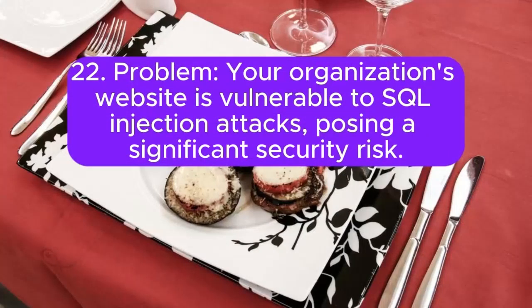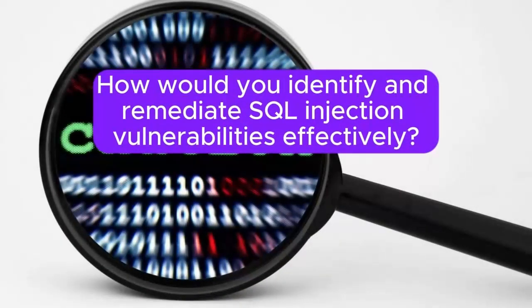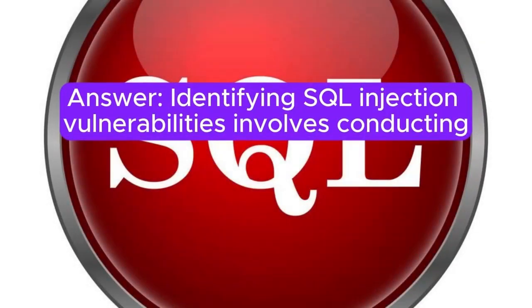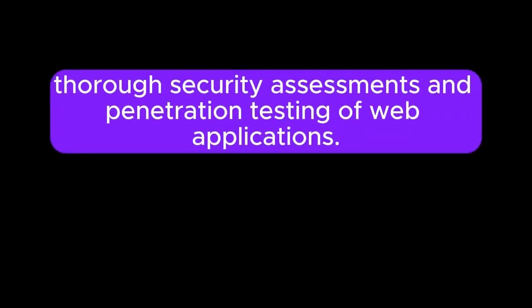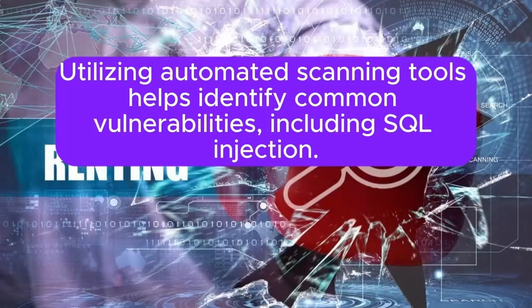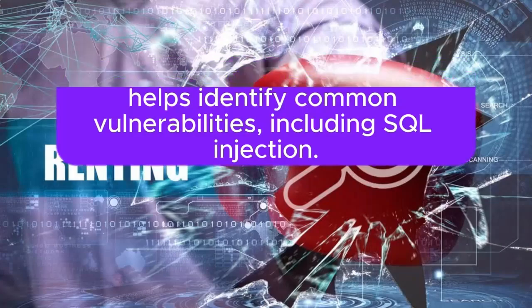22. Problem: your organization's website is vulnerable to SQL injection attacks, posing a significant security risk. How would you identify and remediate SQL injection vulnerabilities effectively? Answer: identifying SQL injection vulnerabilities involves conducting thorough security assessments and penetration testing of web applications. Utilizing automated scanning tools helps identify common vulnerabilities, including SQL injection.